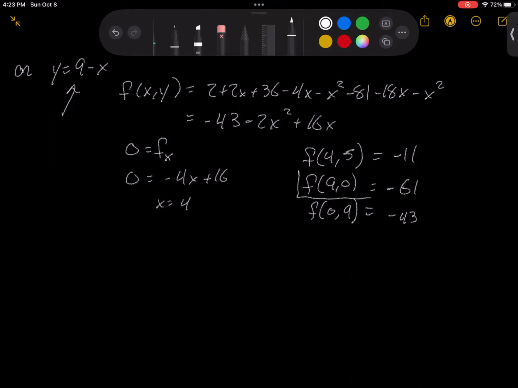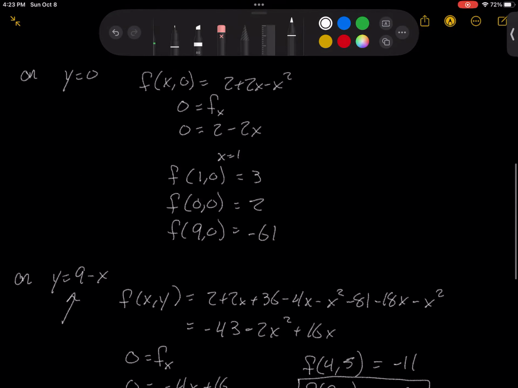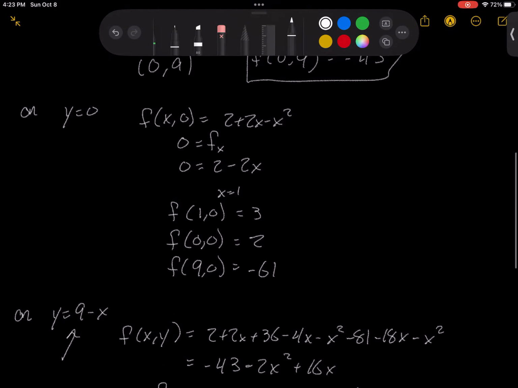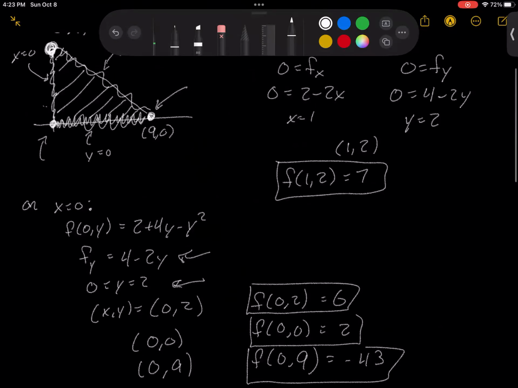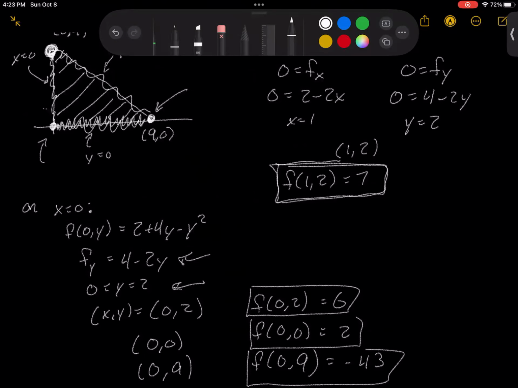Our absolute minimum occurs at (9, 0) with a minimum value of minus 61. And our maximum, what's our maximum value? I think it was up at the very beginning at (1, 2), giving us a max value of 7.